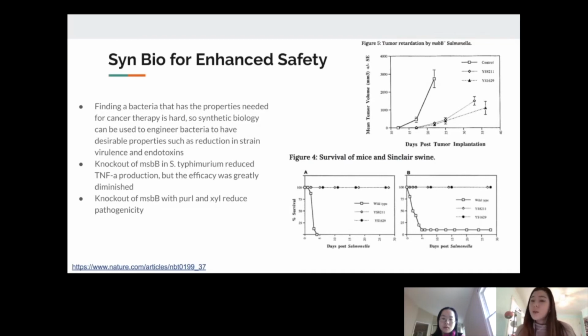However, this also has consequences that we don't really want to see. So in the top chart, we can look at tumor retardation by msbB minus Salmonella. This shows the effects of the wild type Salmonella versus the Salmonella that does not produce TNF-alpha. And we can see that the control has a much greater tumor retardation than the modified ones. So through this modification, we were able to improve the safety of using this bacteria. However, we were not able to see the same efficacy.